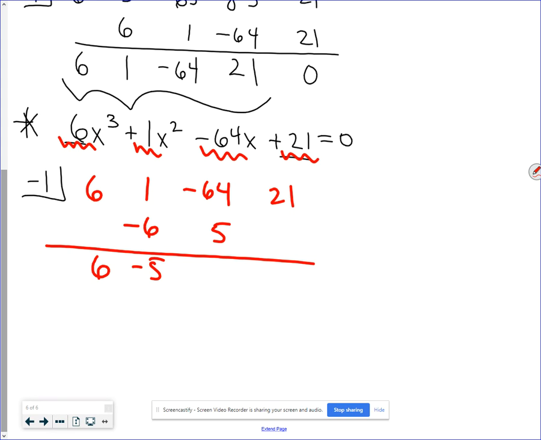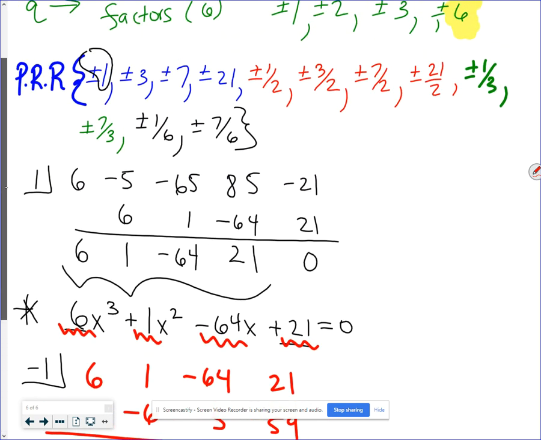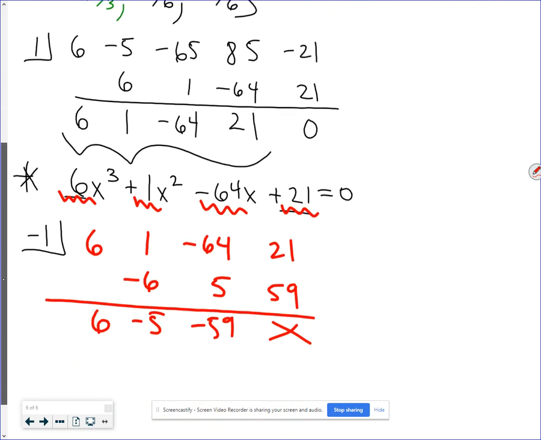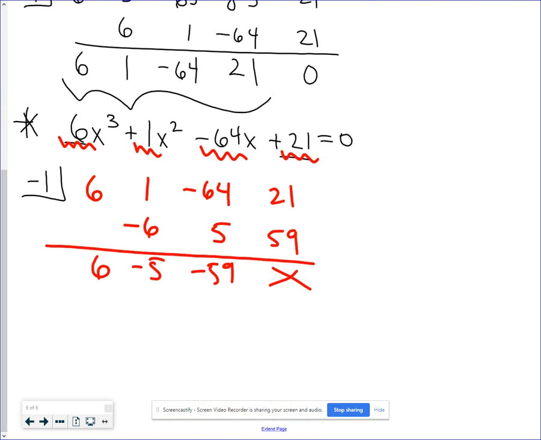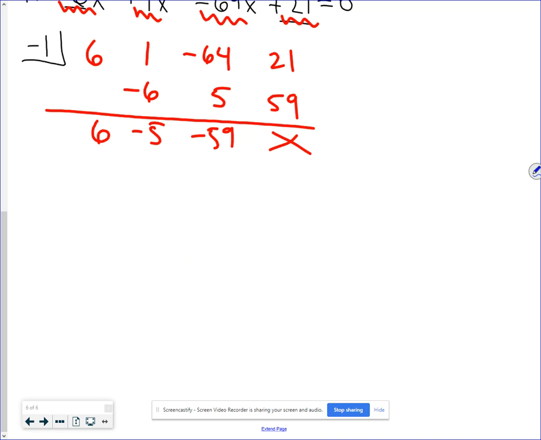All right, here's what we got. Negative 64 plus 5 is negative 59. We have negative 59. This is not 0. All right, so we know it's not negative 1. So what's the next one on our list after negative 1? 3. So let's try out 3. Let's see if 3 is going to be the one that works.